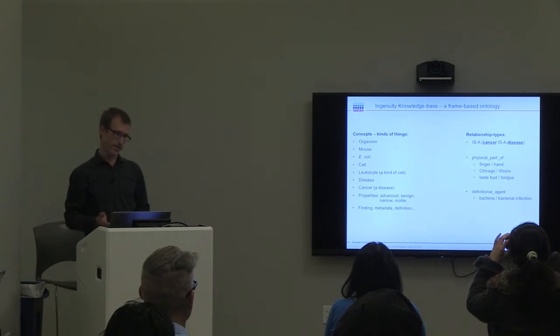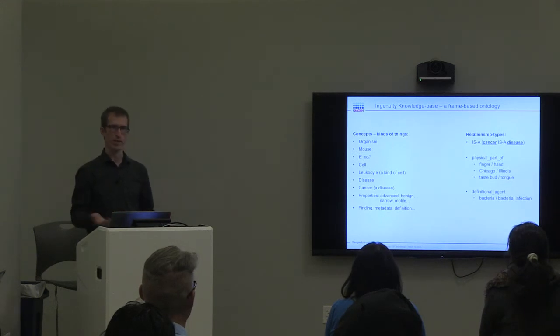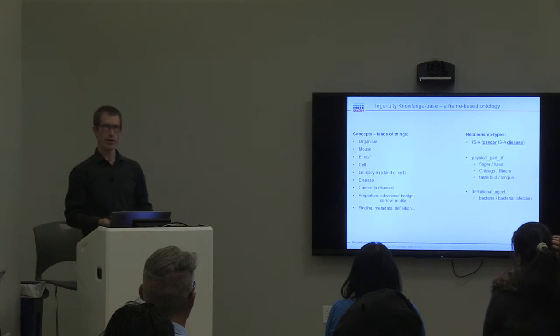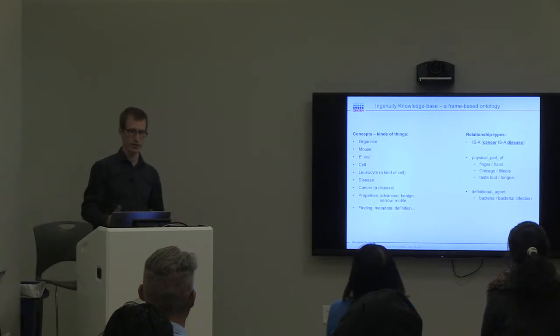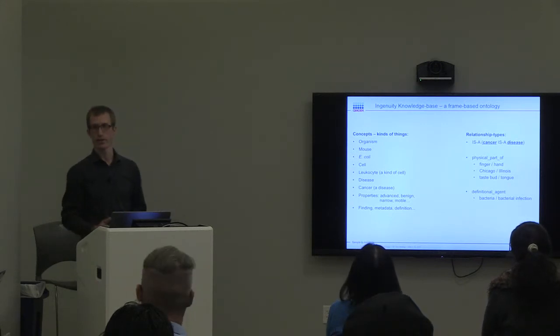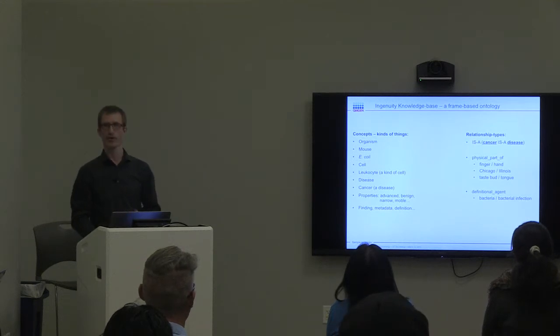So I guess from a topic point of view, for example, Chicago might be a subtopic of Illinois. From our perspective, Chicago has a particular kind of relationship to Illinois, which is physical part of, and is obviously distinct from an ISA relationship. And then this is a more recent one, definitional agents. So bacteria are the implicit agent or definitional agent for bacterial infection.